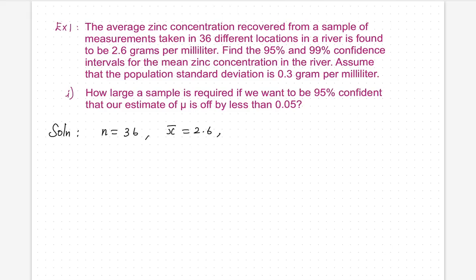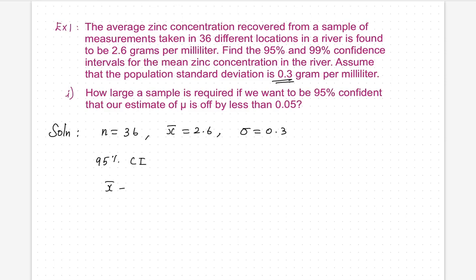And they have given the standard deviation as 0.3. Standard deviation of what? This is the population standard deviation, and therefore I don't need the standard deviation of x bar, because already in the formula there is sigma divided by root n. Once we have this population standard deviation, the 95% confidence interval is given by this.